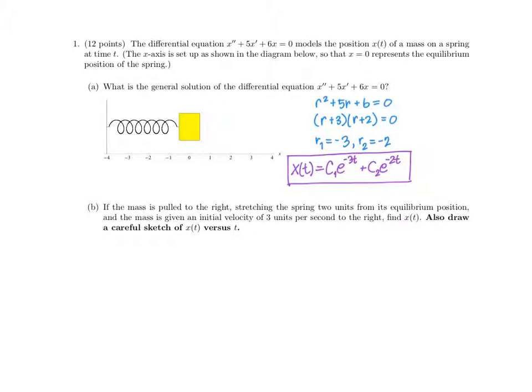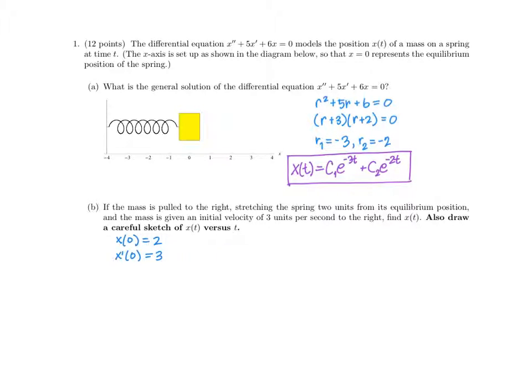Moving right along, it says if the mass is pulled to the right, stretching the spring 2 units from its equilibrium position, and the mass is given an initial velocity of 3 units per second to the right, find x of t. Note that moving to the right is increasing x, so that means that velocity is going to be positive. So that means that we have 2 initial conditions, one of which is that x evaluated at 0 is equal to 2, and then that initial velocity, x prime evaluated at 0, is equal to 3.